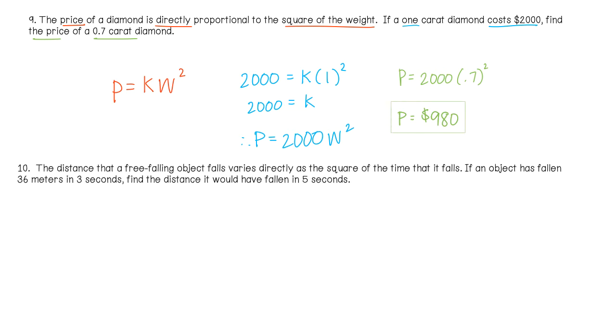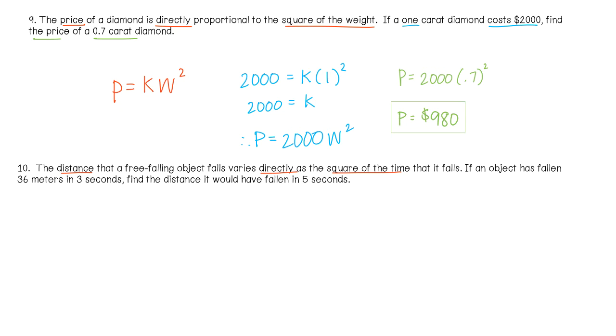Okay? Let's try another example. The distance that a free-falling object falls varies directly as the square of the time that it falls. If an object has fallen 36 meters in 3 seconds, find the distance that it would have fallen in 5 seconds. So the distance varies directly as the square of time.